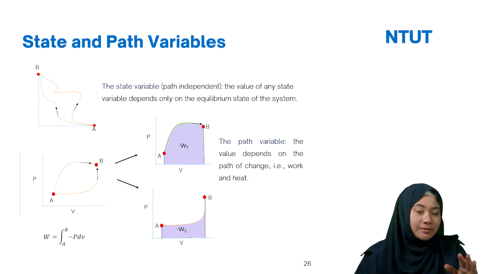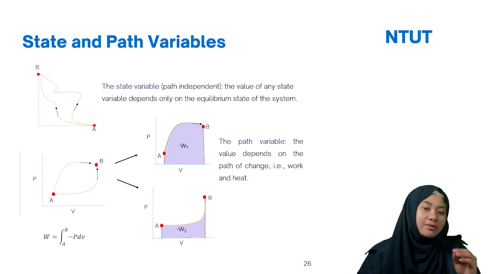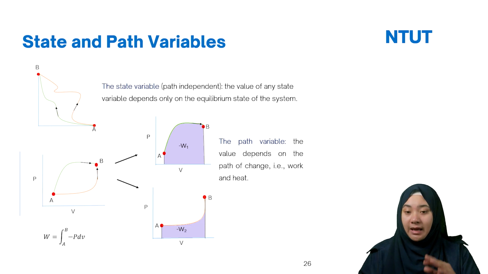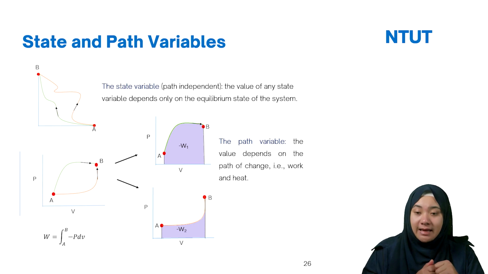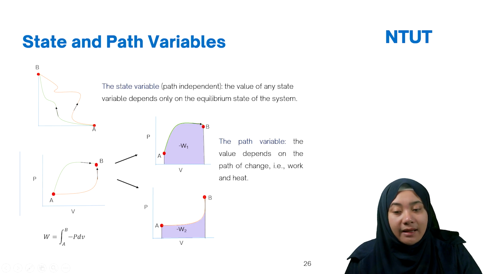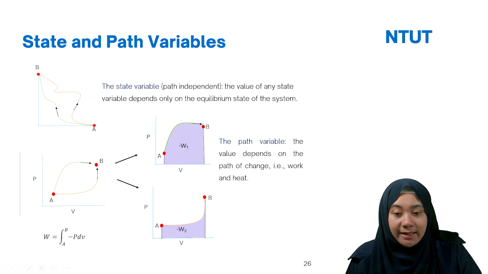Okay, this one is interesting. Please memorize it, because in chapter 3 you will see a question about how to prove state and path variables. I hope you understand the definition. The state variable is path independent. It means I want to go from A, for example, to state B. I have two ways: one is the orange line, the other is the green line.